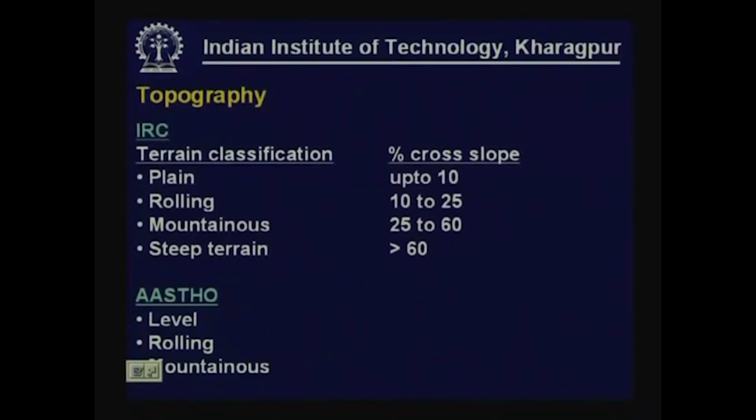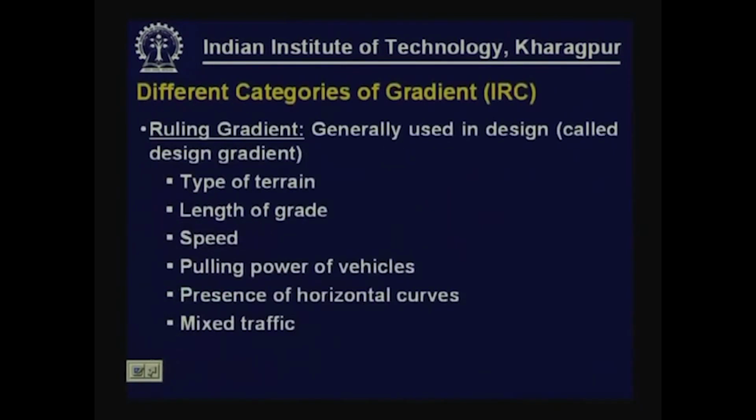Similarly, AASHTO defines 3 types of terrain: level terrain, rolling terrain and mountainous terrain. This terrain classification is relevant because we know that the vertical profile also will depend on the terrain condition. It is not possible to achieve the same standard at all terrain conditions. There has to be compromise when the terrain condition is difficult.